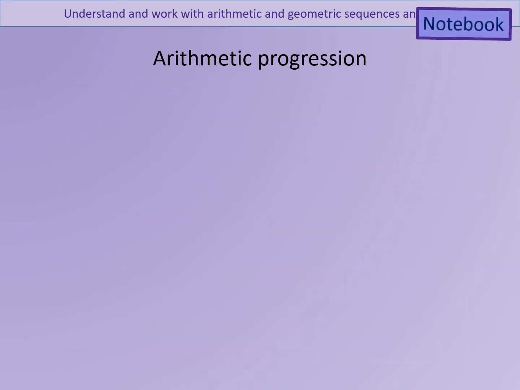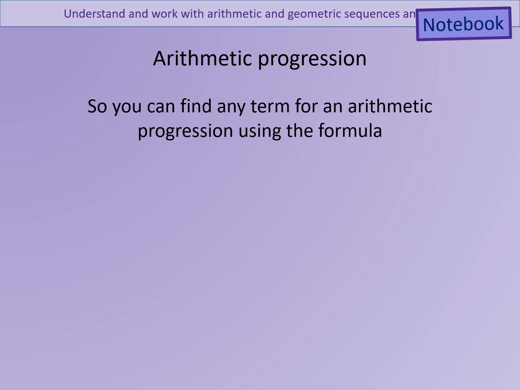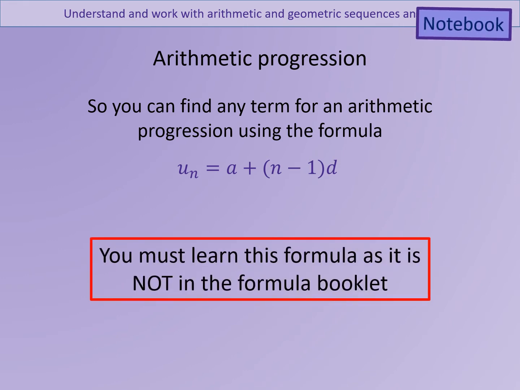So this gives us our first rule, which is that U_n equals a plus (n minus 1)d, where a is the first term, d is the common difference, and n is the term number that we want to find. This isn't given in the formula booklet, so you do need to learn it. This could be used, for example, to find the 10th term. The 10th term will be a plus 9d, and so on.